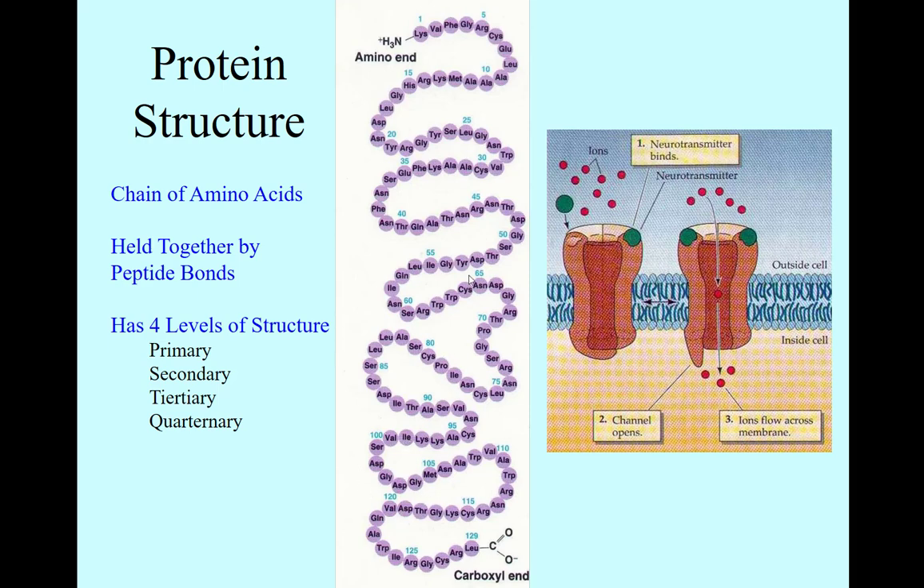Now, where we're going to go with this is that this very simple peptide chain right here will ultimately form into a receptor on the surface of the cell that receives neurotransmitters and allows ions to move in or out of the cell, regulating neural activity.